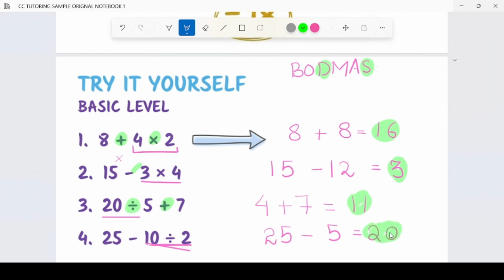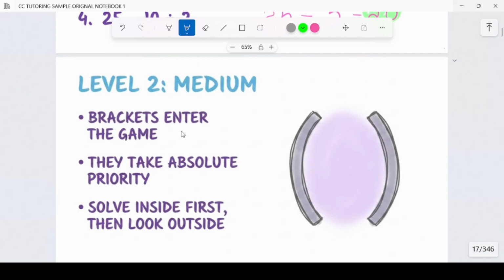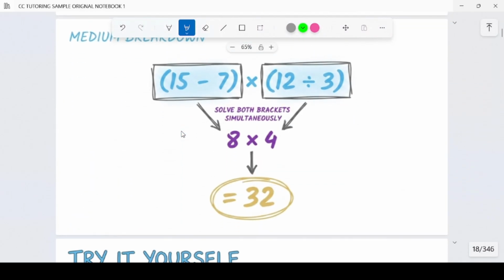And these are my answers. I hope so. Now let us do the medium level 2 bracket. Enter the game. Now this is level 2. We won't look at anything, we'll just solve the bracket. Anything that is inside the bracket, we'll solve that first.